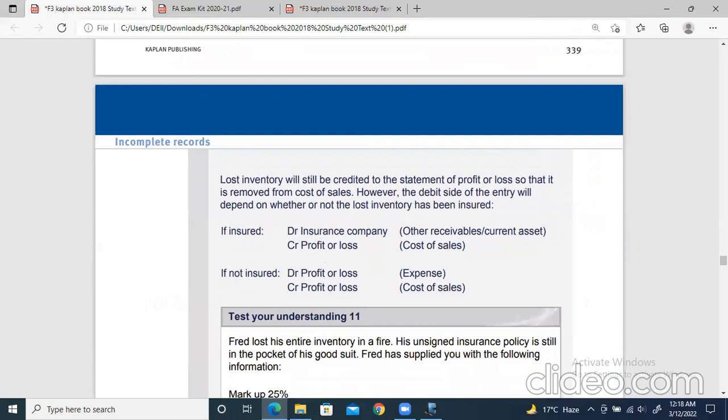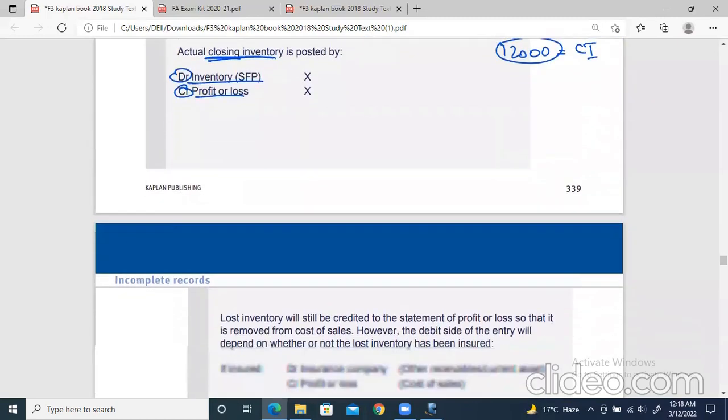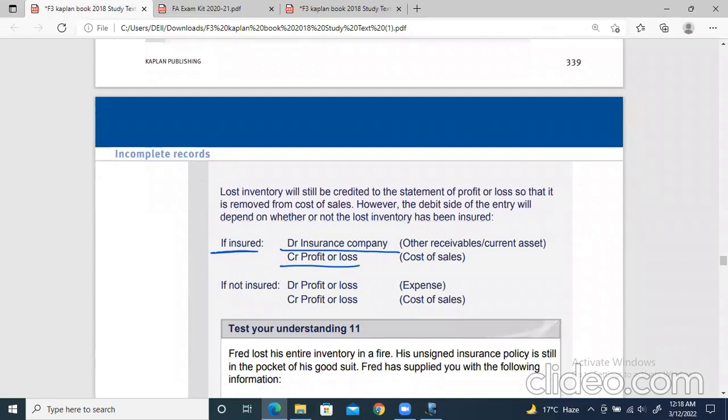If the inventory that was lost had insurance with it, we debit the insurance company, because this is like a receivable, an asset for us. We have to receive the insurance money from the insurance company. And we credit profit or loss, because in any case we have to remove the inventory, as closing inventory is not lying with us right now. If it was not insured, we just charge the loss in the profit or loss as an expense. So we debit the expense and credit the profit or loss, which is still decreasing the inventory.